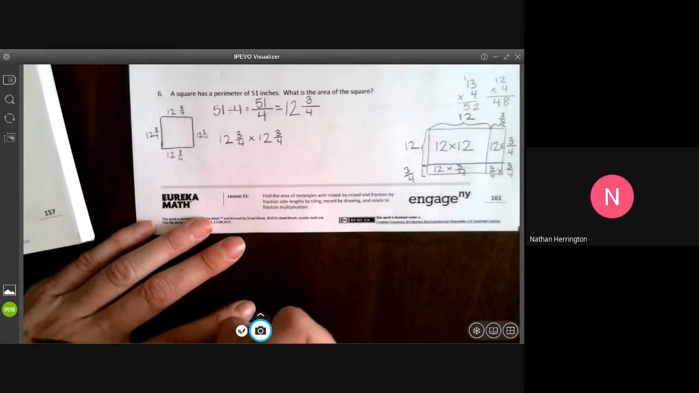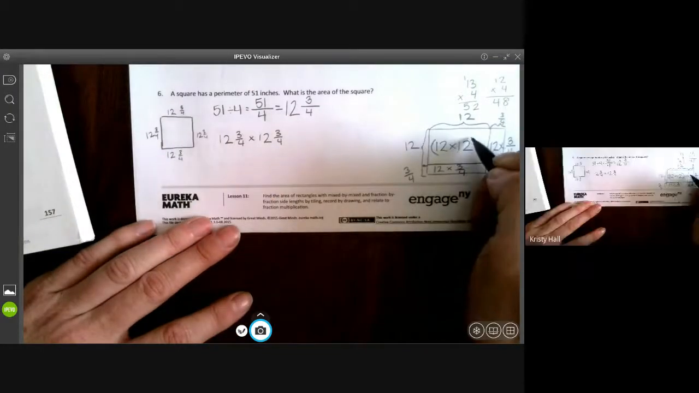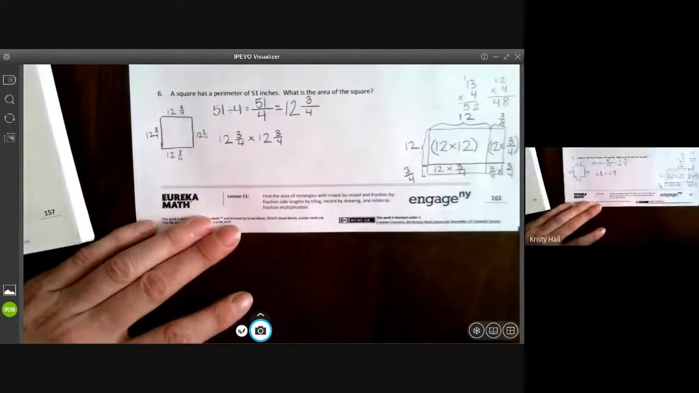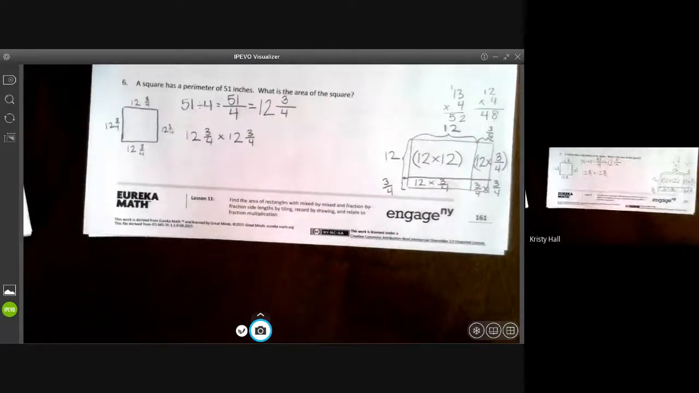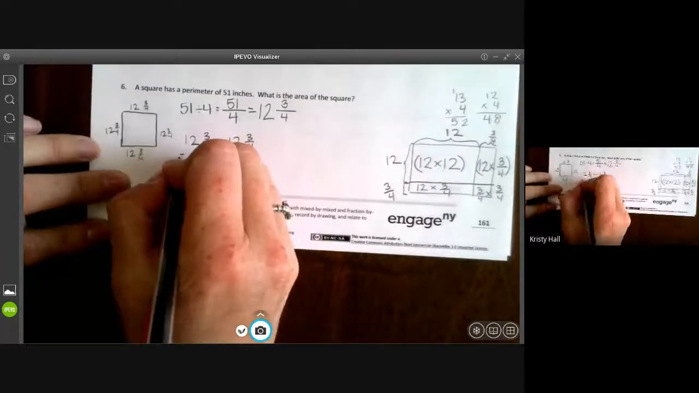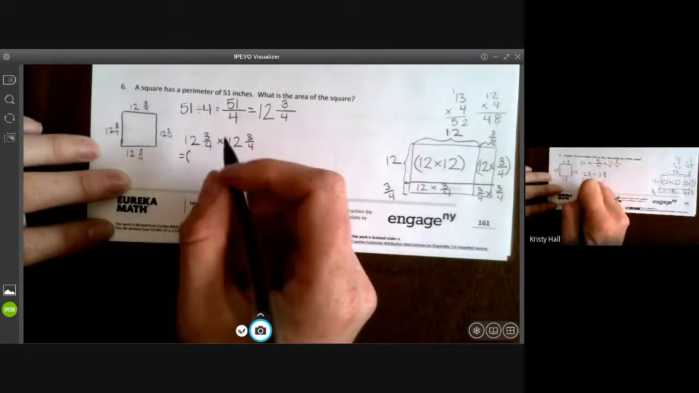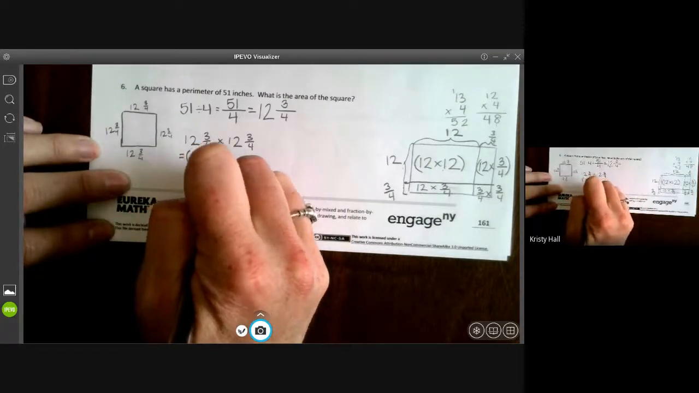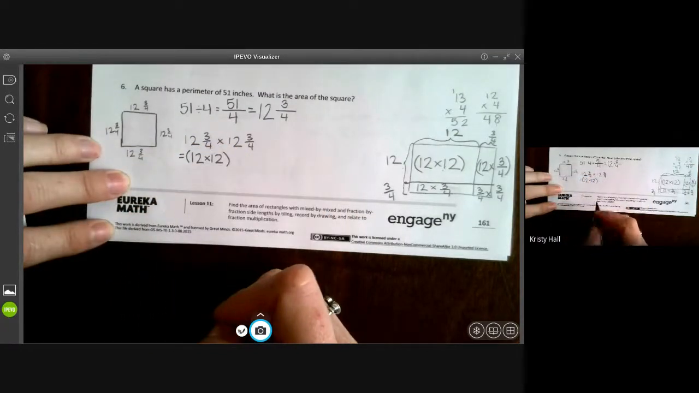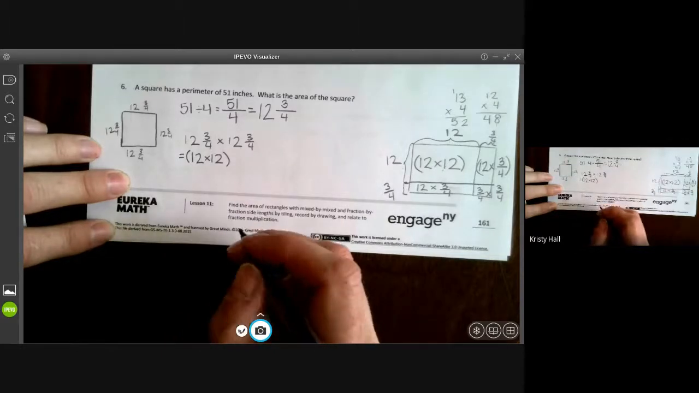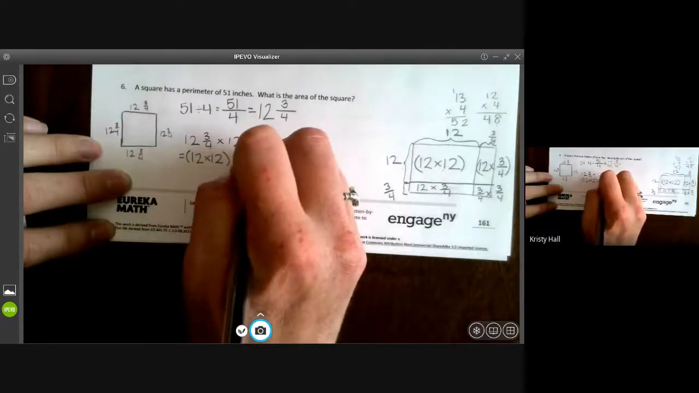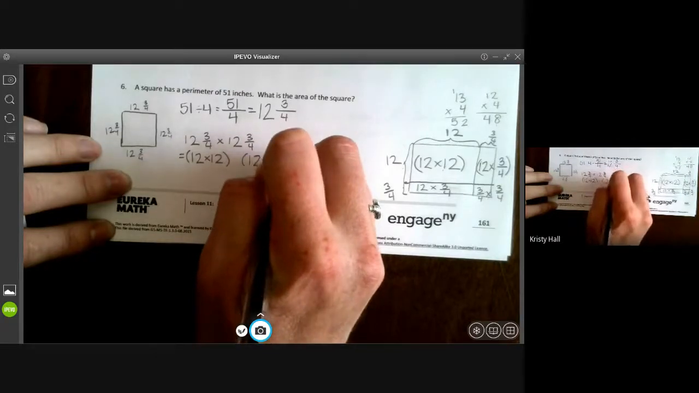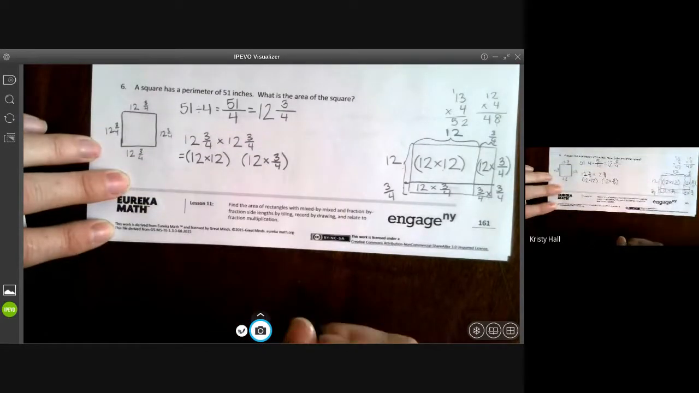I can't really see. My screen is blurry right now. Oh, it is? I can kind of see it's 12 times 12 and then. So that's going to be the first thing that I put in my equation here, 12 times 12. Can somebody help him out? Maybe somebody I can see better. And then 12 times 3/4. Nathan, what goes in between? So you told me 12 times 12 and then 12 times 3/4.